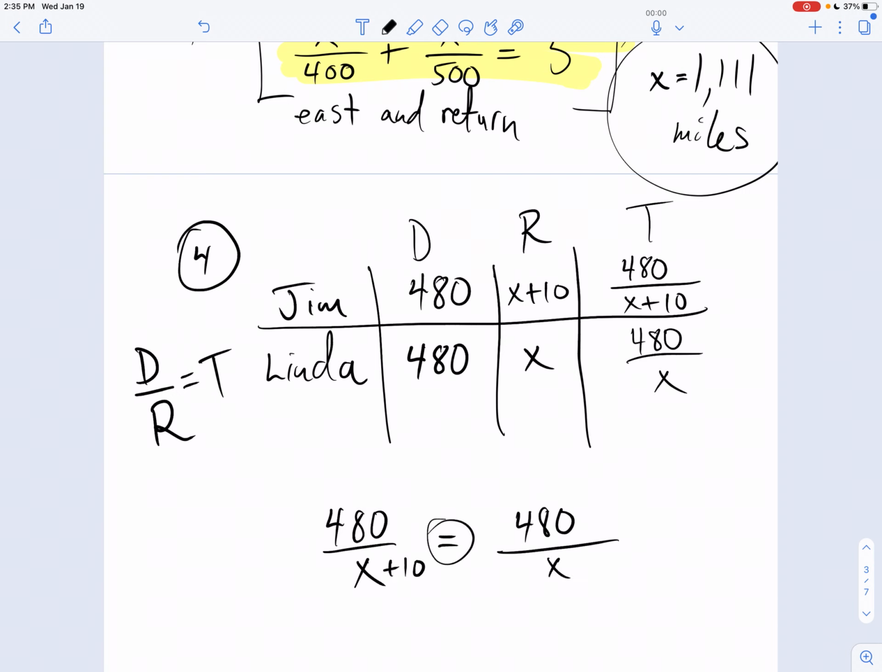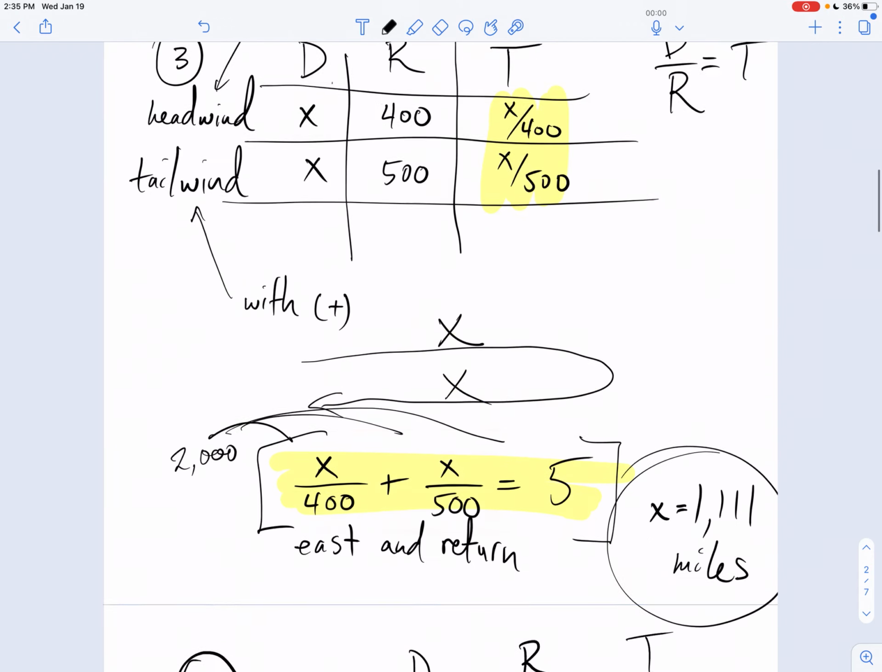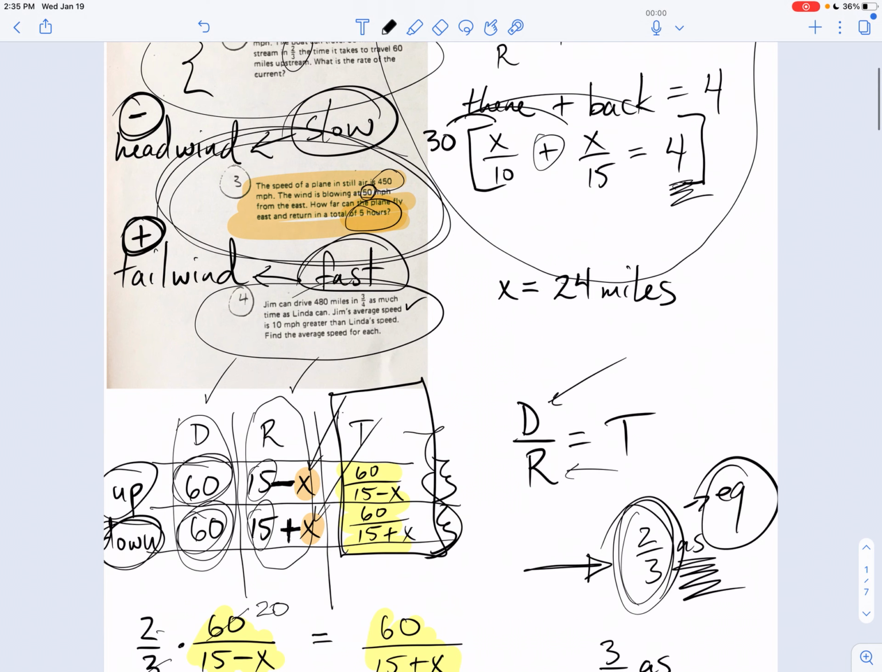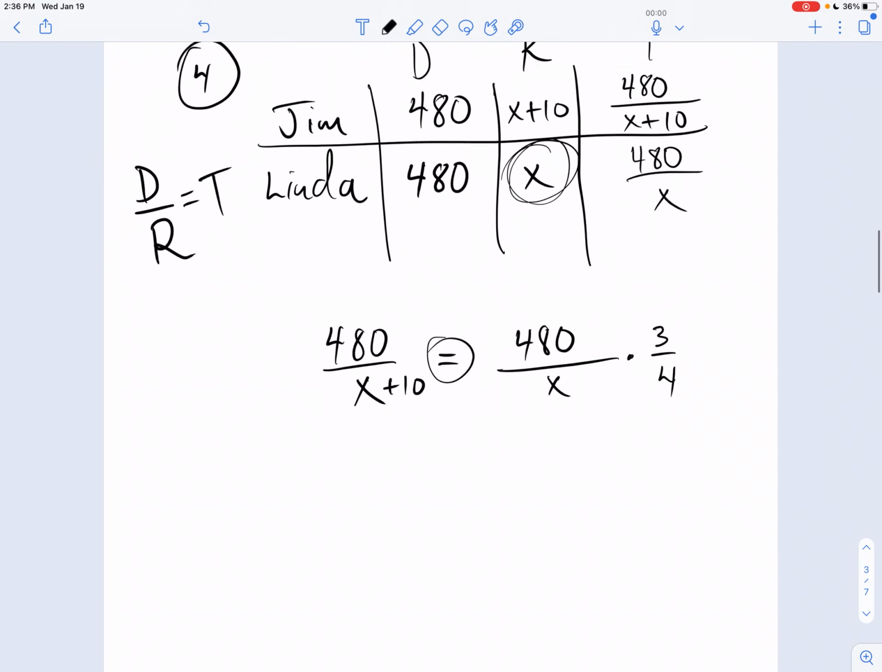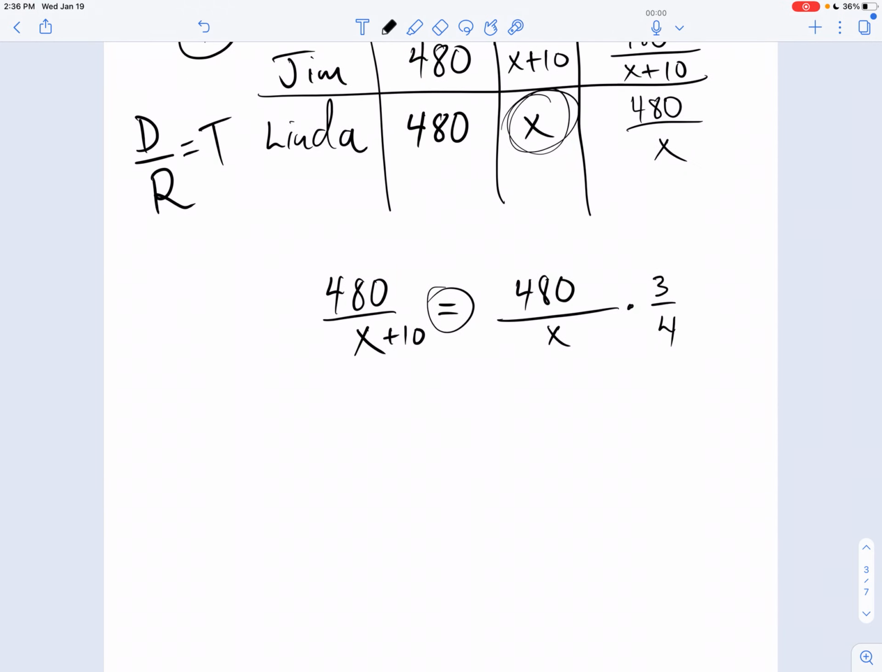They're not equivalent yet, but I know that Linda would take longer. Why? Because she takes longer. She's going slower. Now, I'm going to multiply her by 3/4 because remember, in the problem, let's go back up for a second. In the problem, it said 3/4 as much time. What you want to do is take that number and multiply it by whoever is going to take longer with respect to time.